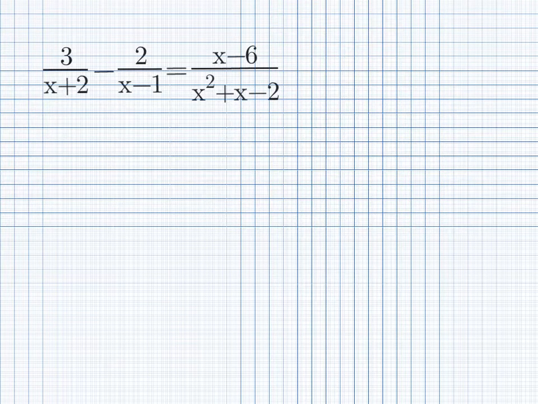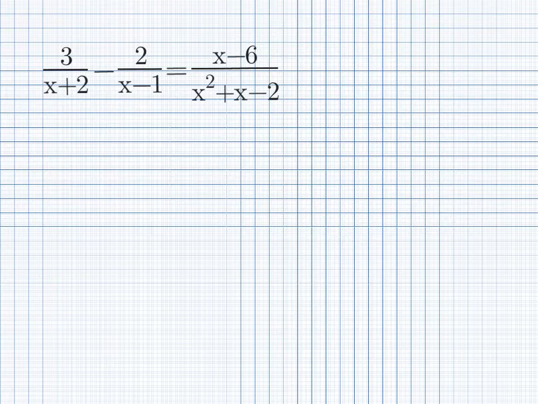We were given the equation 3 over x plus 2 subtract 2 over x minus 1 equals x subtract 6 over x squared plus x subtract 2. And the instructions asked us to solve the equation, that the answers must be exact, that we should show our work, and write the solution as a solution set. So let's take a look at this.